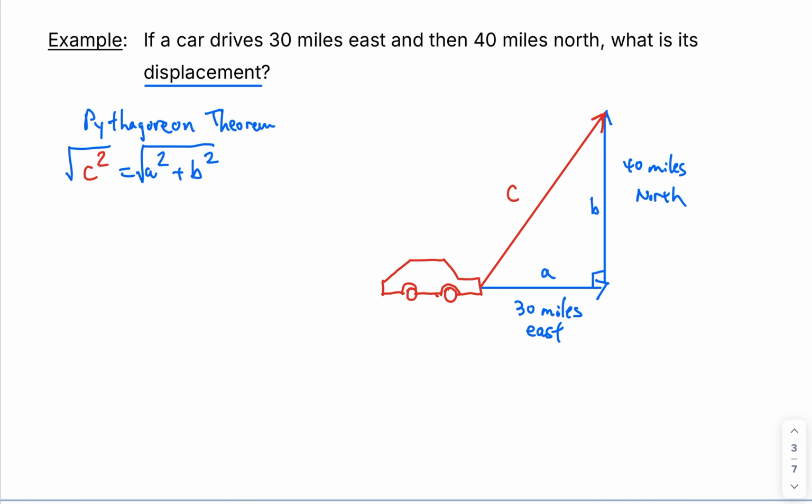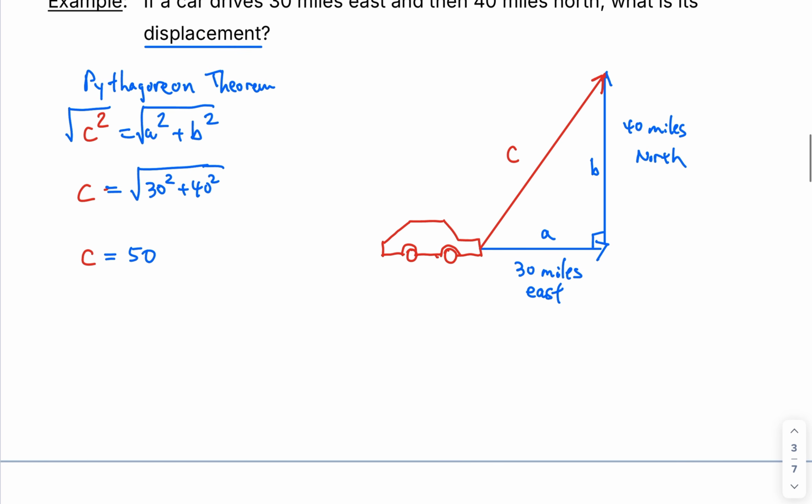And so now C is equal to the square root of, what is A? 30 squared plus 40 squared. Okay? And if you punch that into the calculator, or if you know that this is a perfect right triangle, you'd see that C is equal to 50.